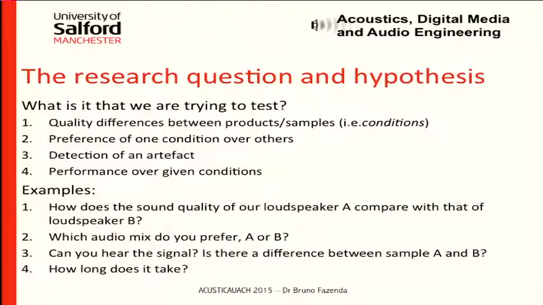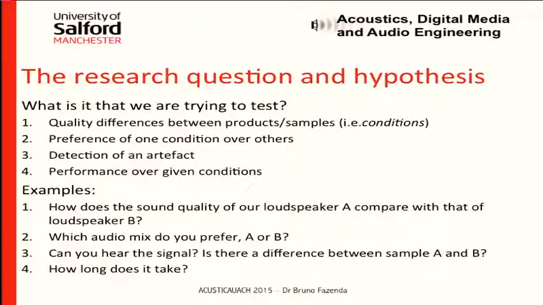So, the first thing we need to do is we need to think, what is it that we're trying to test? Again, that's another one that a lot of people fail on. They forget what it is that they're going to try and find out an answer for. So before you start designing a test, you need to really think about what is the question you want to know the answer to. Okay, so define the research question. And a number of examples of research questions. We might be trying to find out what are the quality differences between two different products or many different products. We call these conditions. Say, loudspeaker A, loudspeaker B, loudspeaker C. These would be three different conditions that we're presenting to the listener.